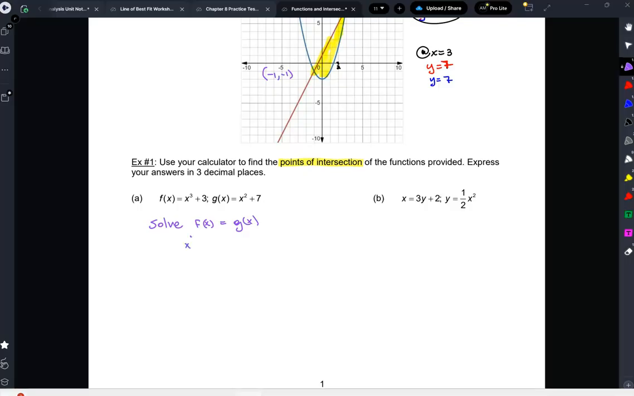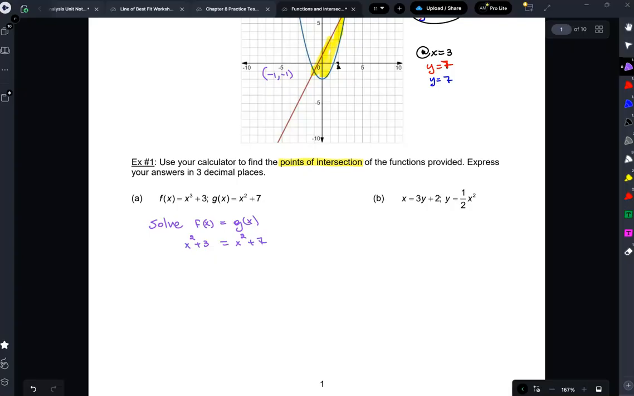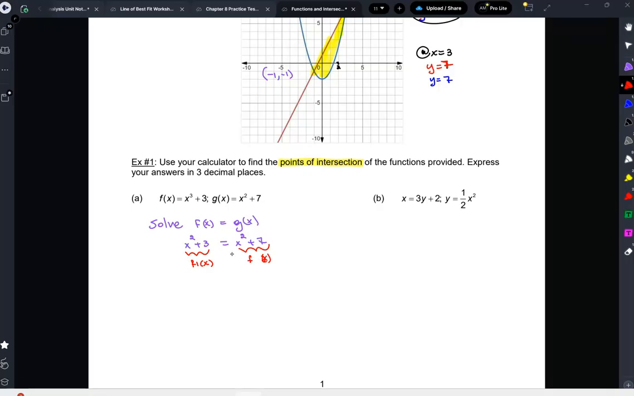And this we've learned how to do. f of x is x squared plus 3 equal to x squared plus 7. We've learned how to do this because how do we do it on the calculator? We plug in one function into f1, we plug in the other function into f2, and we find the points of intersection. So go ahead and do that. We're going to plug this one into f1 of x, and we're going to plug this one into f2 of x. Doesn't matter because it's not a trig function.